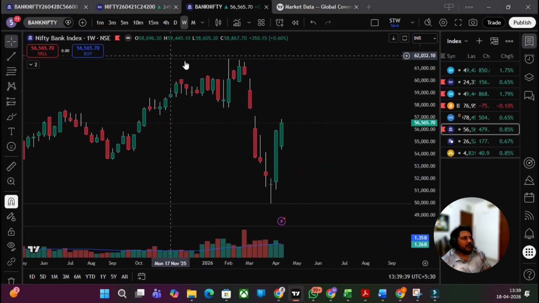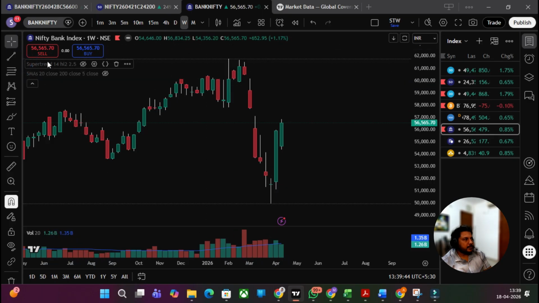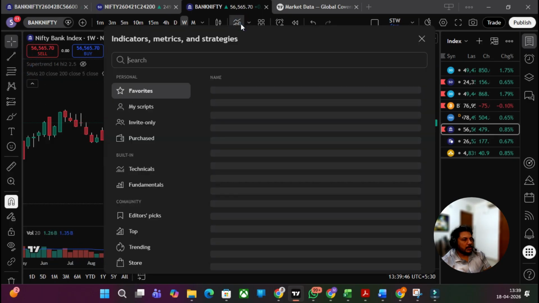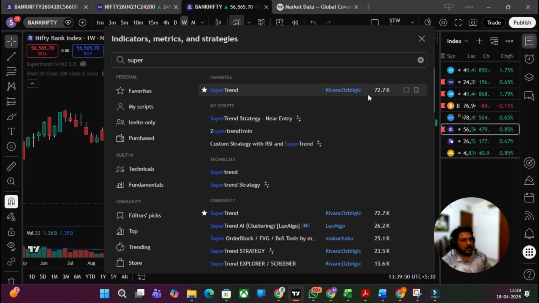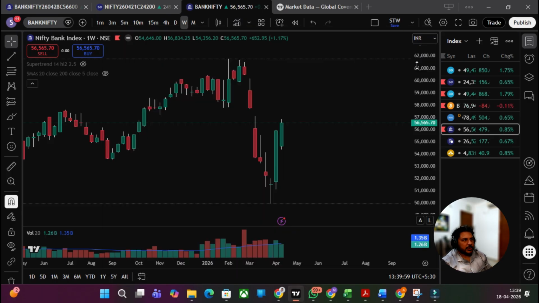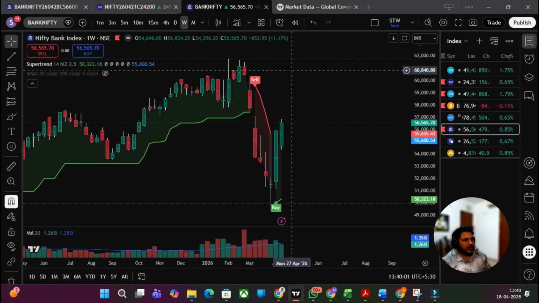So let's get started. First, apply the settings that we need to do. We need to apply an indicator called Supertrend. Okay, search for Supertrend. It's a simple Supertrend. It's available anywhere on any system. If you're using TradingView free as well, you can use this. So once you apply Supertrend, this will come up like this.